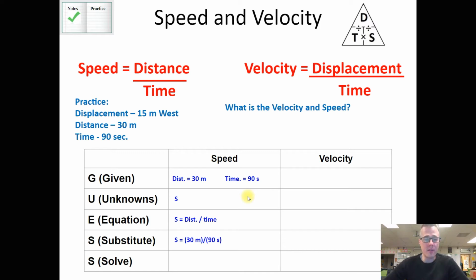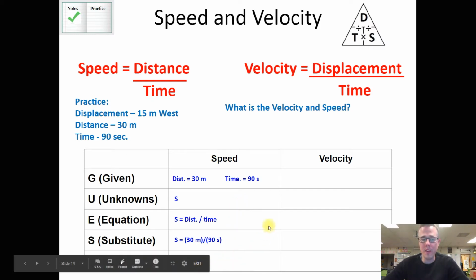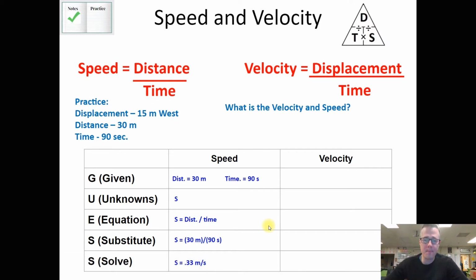The last S is, of course, solve. Just throw it in your calculator and solve. So when I punch it into my calculator, I get 0.33. By the way, for this class, let's just keep it to 2 decimal places, please. We don't need to overwhelm the screen. 0.33 meters per second. Remember, speed does not have a direction. So this is our complete, whoops, you can't see it. So that was our complete unit, just meters per second.